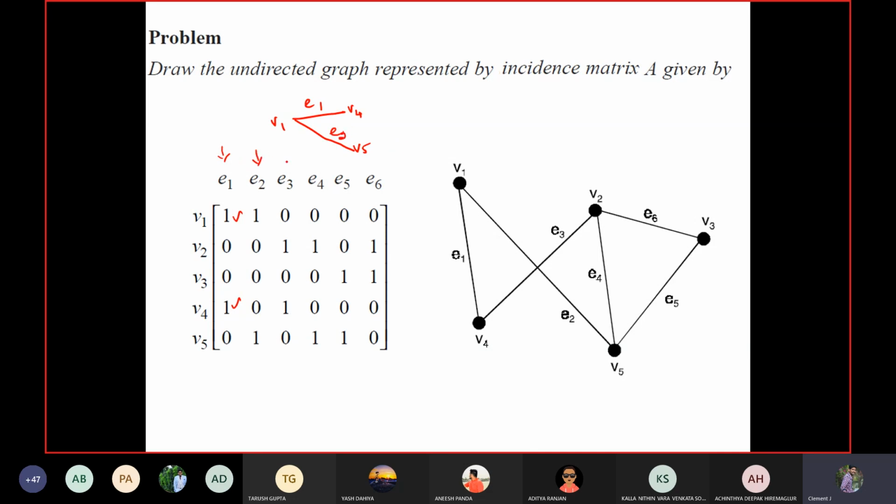Next, E3. E3 is V2 and V4. V4 is already created, and one more thing is V2. So this is E3. Next, E4. E4 is V2 and V5. Both vertices are already created, so it is enough to just join both.